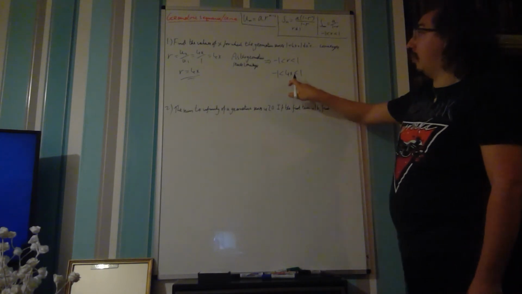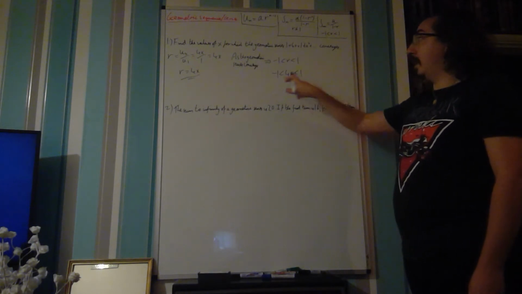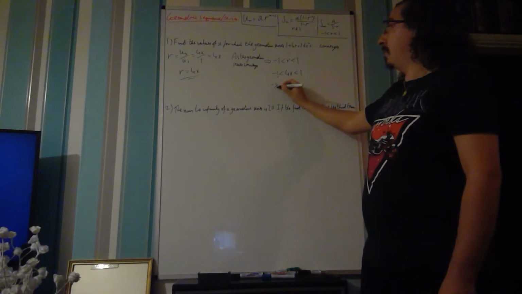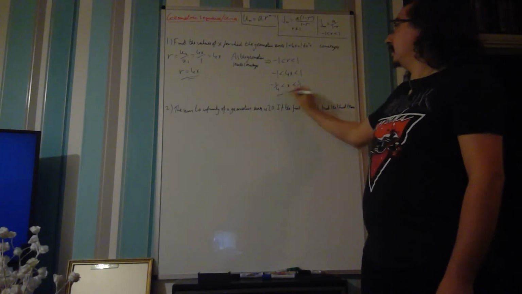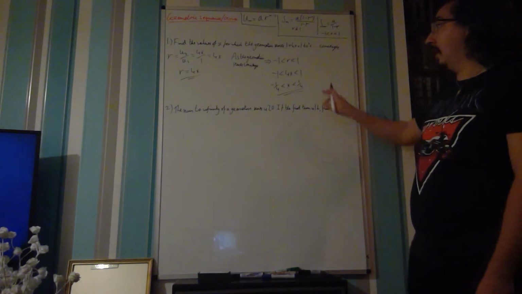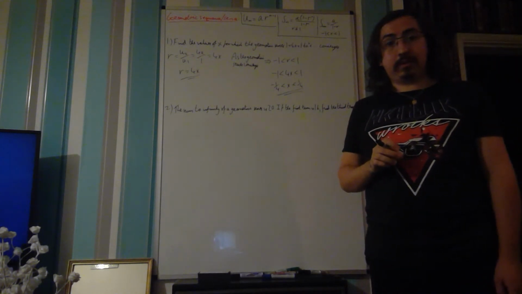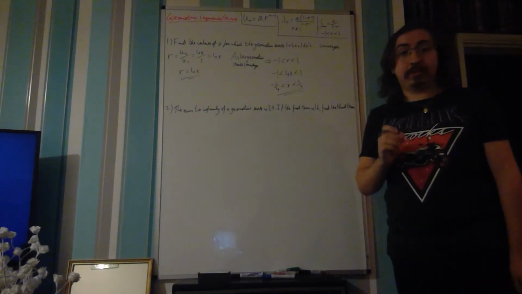But we don't really want this for 4x, we just want this for x. So we can divide both of our limits there by 4 and say we have -1/4 is less than x, which is less than 1/4. And those are the values for x for which this series converges. So that is a simple problem using the concept of convergence.